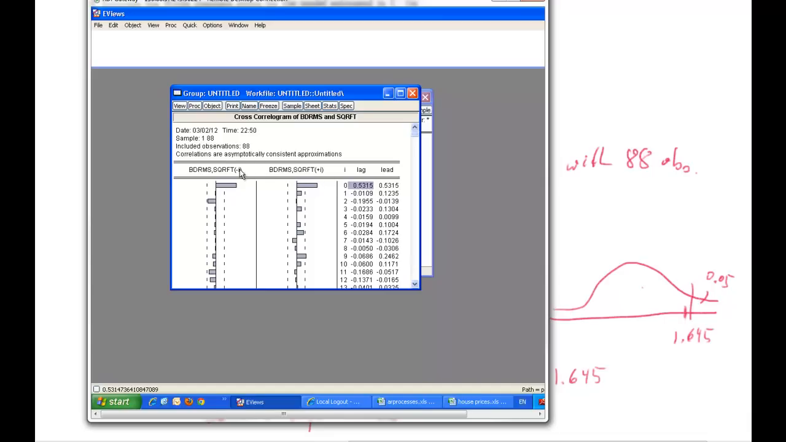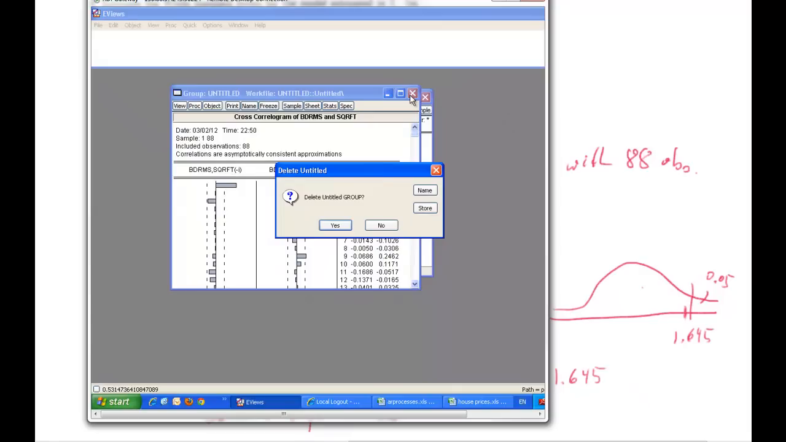We're interested in lag 0, so we are just calculating the correlation between bedrooms and square feet. That's quite large.